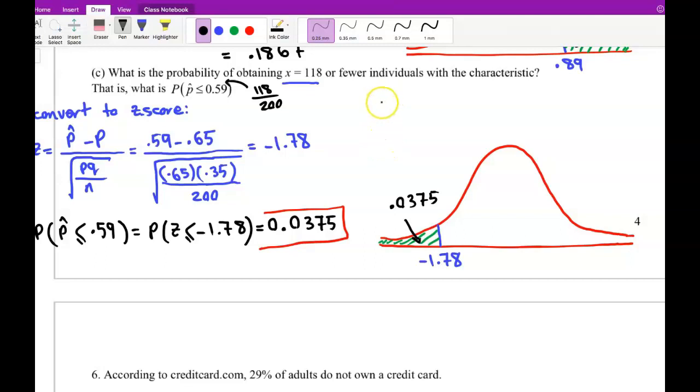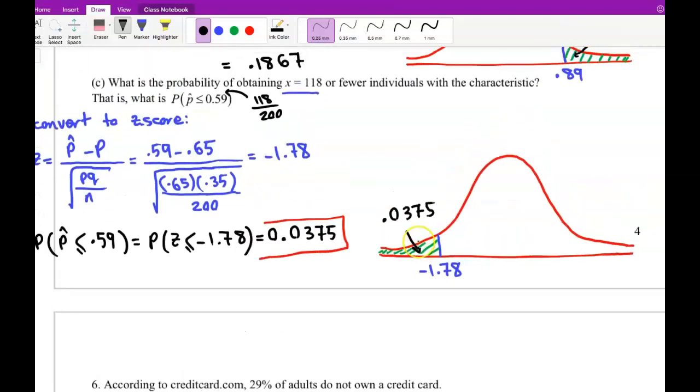Okay, now I want to explain what that is for. So this was the area on the left side.